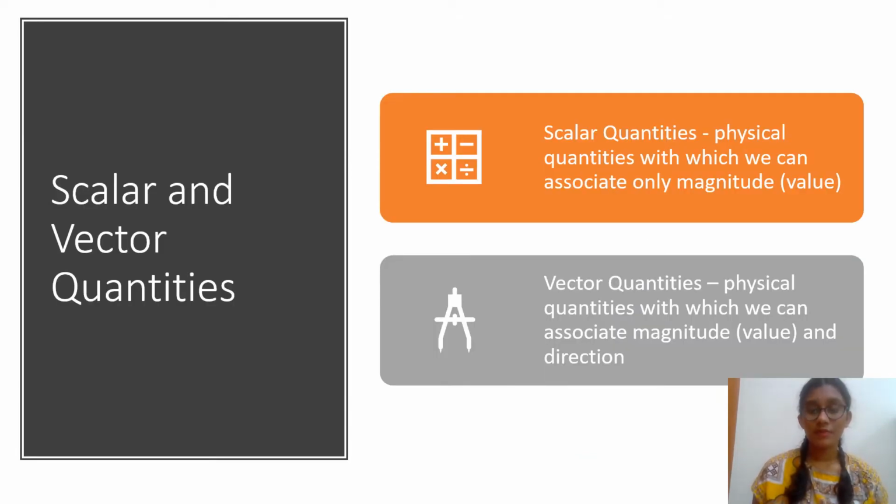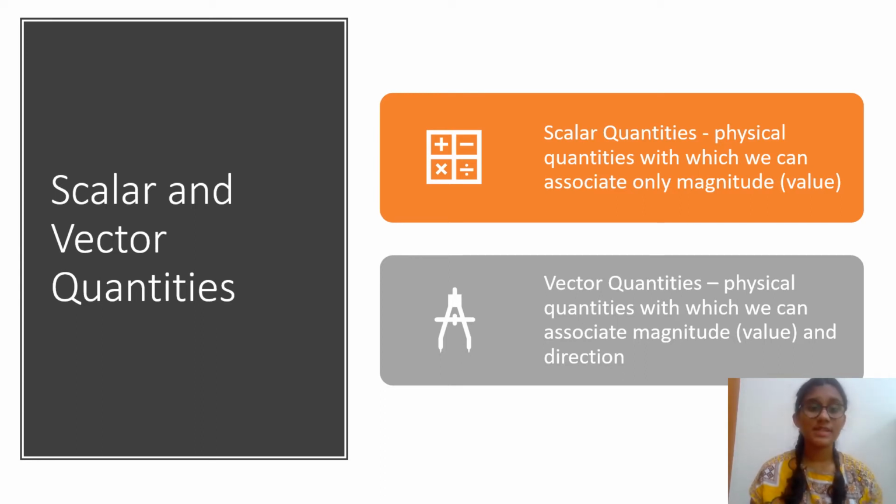Now, before we move on to understand the various factors of motion, we need to understand two different kinds of quantities, scalar quantities and vector quantities. Scalar quantities are physical quantities which we can associate only with their value or magnitude, whereas vector quantities are physical quantities which we can associate with both magnitude or value and with direction. The first question that would arise is, what are physical quantities? Well, a physical quantity is a quantity that we can measure, for example, length, time, and mass.